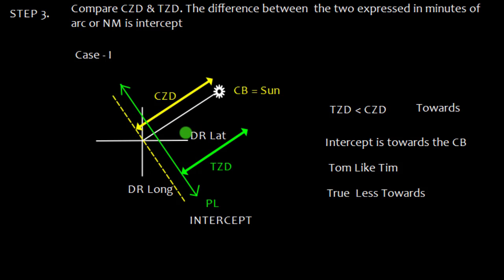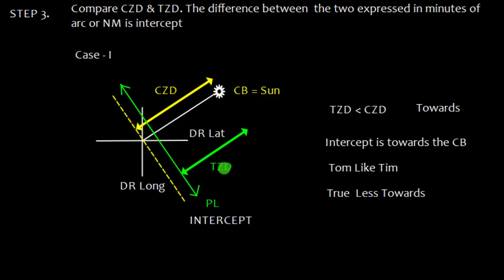Here, what is happening? Well, this is your DR latitude and this is your DR longitude. And imagine that this is the dotted line and this is the DR position. So we computed the distance of the celestial body, and that is the calculated zenith distance, from the DR position to the celestial body. That is the calculated zenith distance, the zenith distance which is calculated using the DR position.